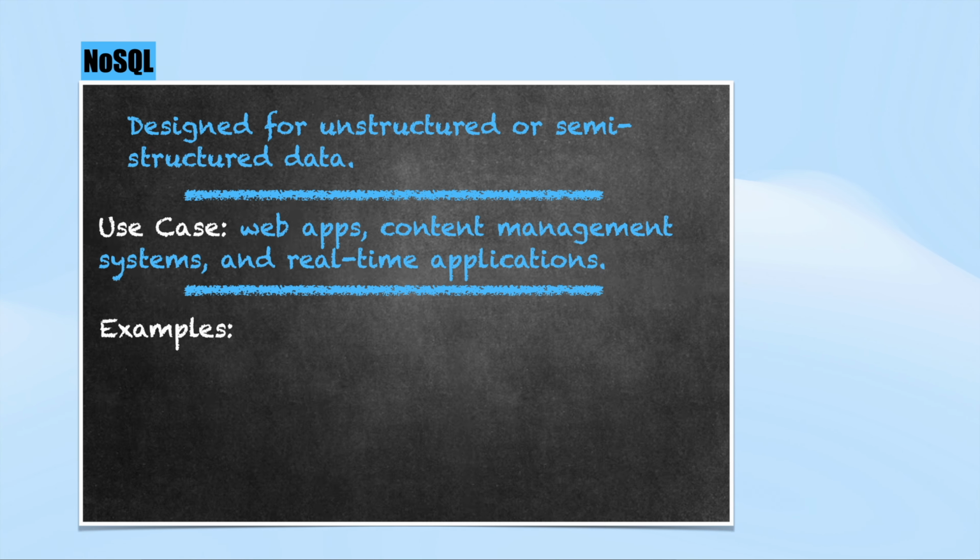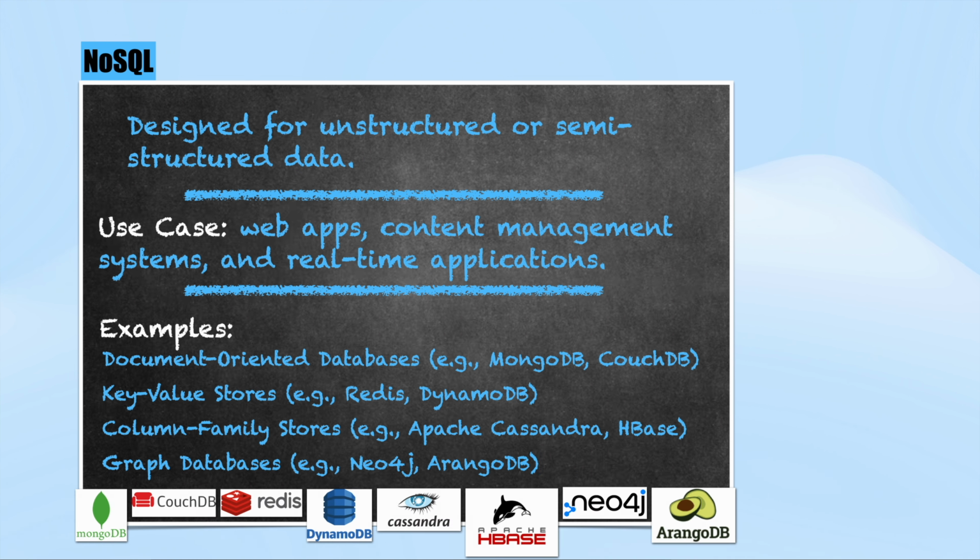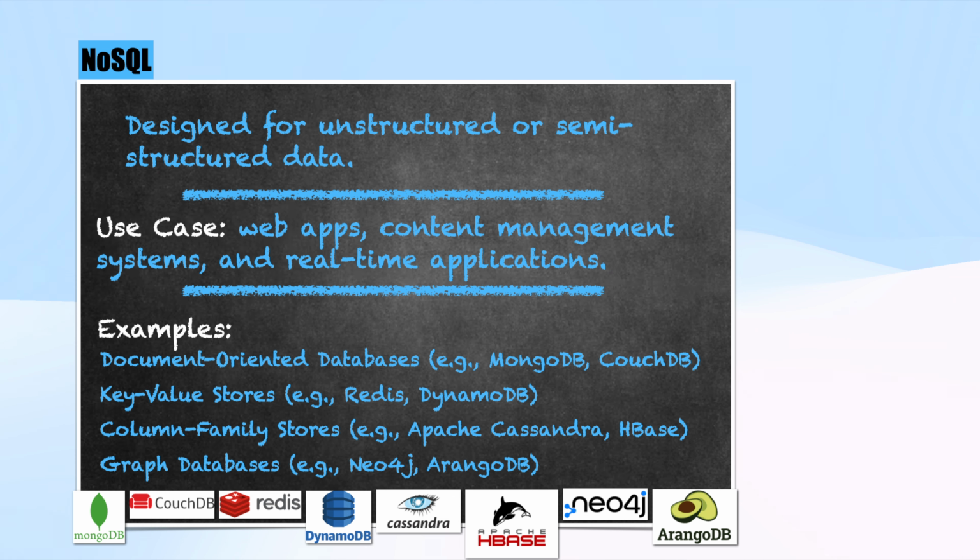Now, NoSQL isn't a one-size-fits-all solution, of course. It comes in different types. So we have document-oriented like MongoDB and CouchDB, great for flexible JSON-based data. Then we have the key-value stores like Redis, for instance, and DynamoDB, perfect for caching and session storage.